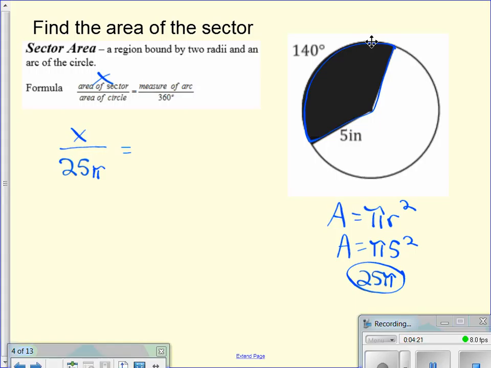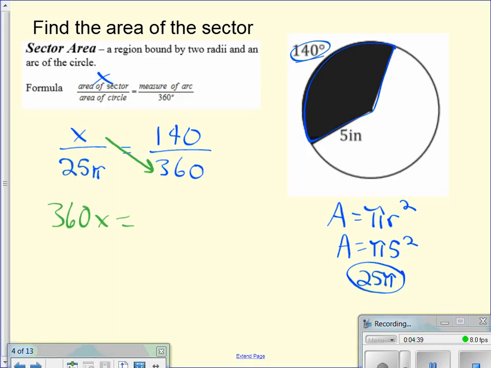Anyways, area of a sector over the area of a circle equals the measure of the arc, so the portion of the circle that you want. In this case, it's 140 degrees, again over 360. Notice, very similar to what we just did, right? Cross multiply. 360x equals 140 times 25 pi. At this point I could leave it in terms of pi, or I could multiply it out and get the decimal. I'll get the decimal, just because why not?